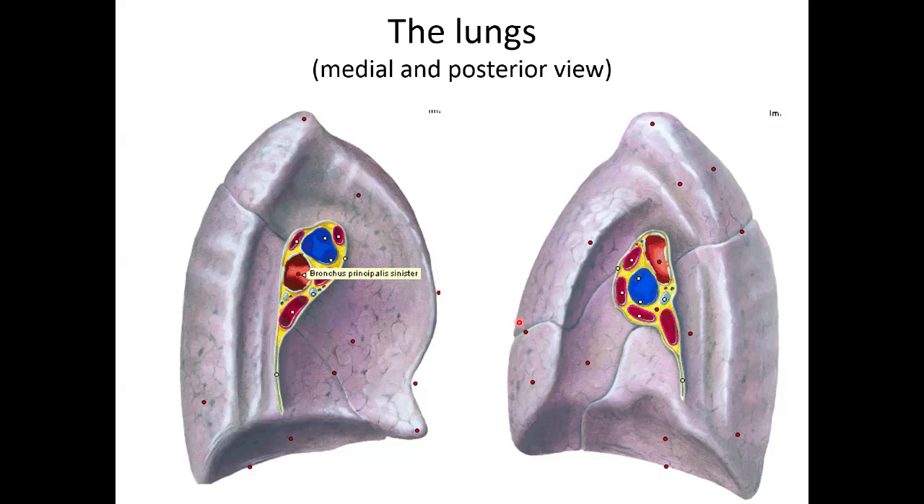These fissures divide lungs into large units which are called lobes. So left lung has two lobes, superior lobe and inferior lobe, and right lung has three lobes, superior lobe, medial lobe, and inferior lobe.